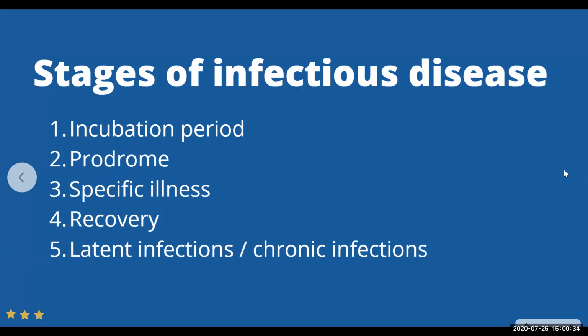Stages of infectious disease. First is incubation: you get the microorganism, and it will have an incubation period that varies from one microorganism to another. Then the prodromal period, where signs and symptoms start to appear. Next is the specific illness, when the patient feels the actual disease. After that is recovery, but the outcome can be recovery or death. If the patient does not recover, they will die.